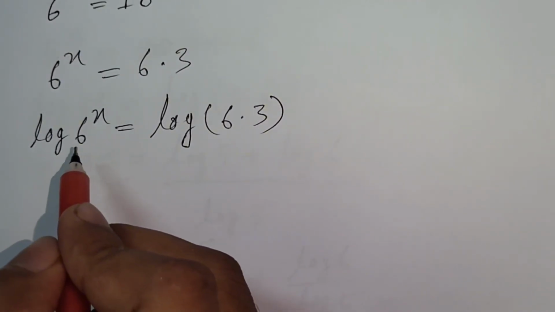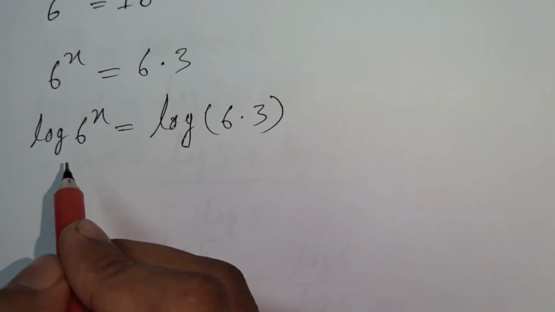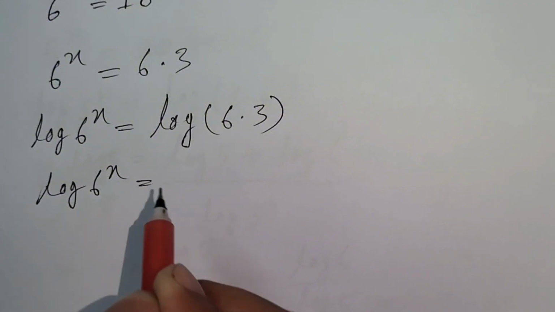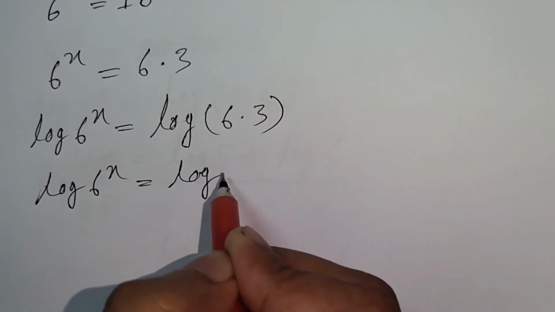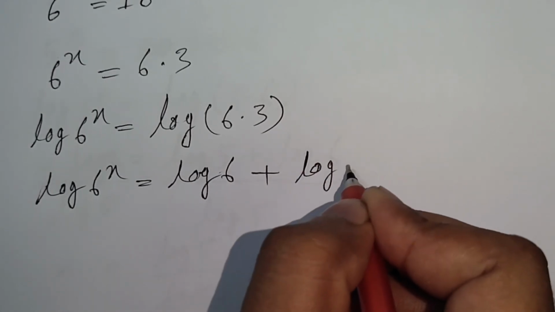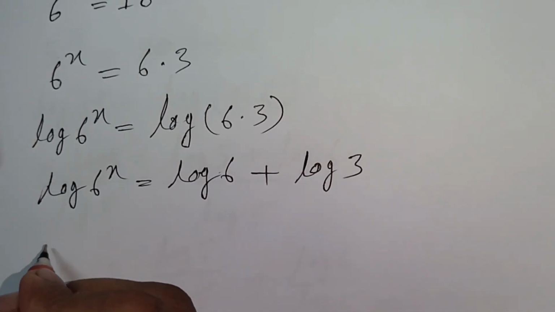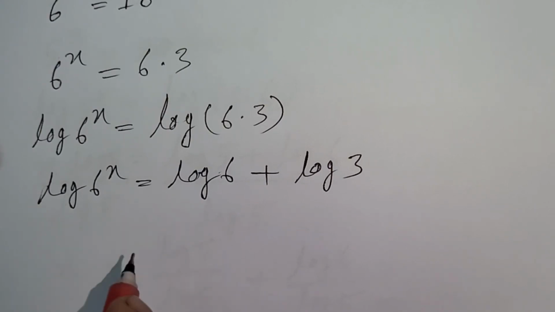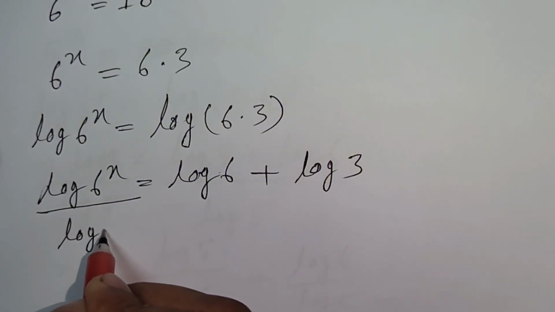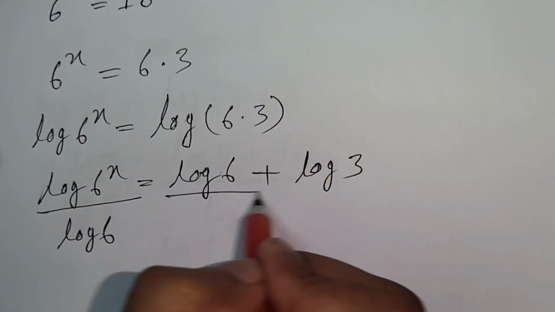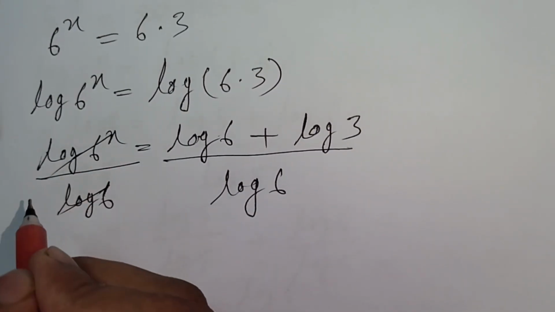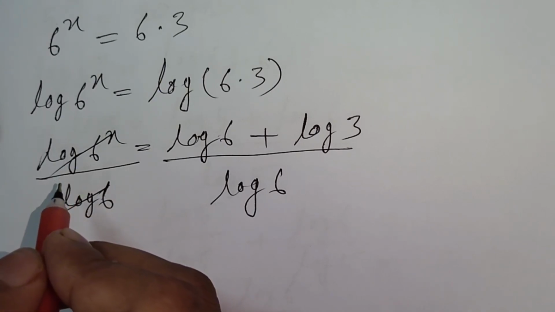Then, log 6 to the power x is equal to log 6 plus log 3. Then divided by log 6, divided by log 6. Log 6 will be cancelled.